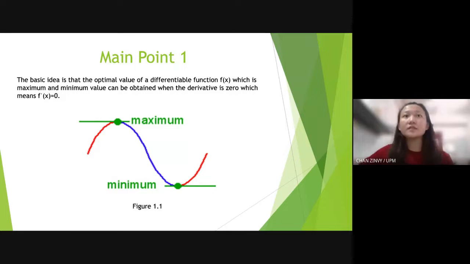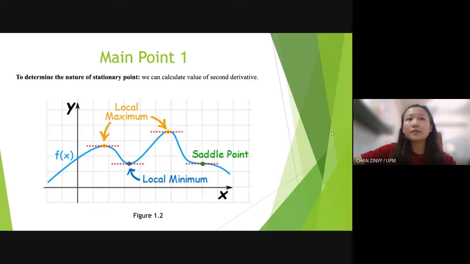So I will explain the main point one of the optimization of maxima and minima. The basic idea is that the optimal value of the differentiable function f(x), which is the maximum and minimum value, can be obtained when the derivative is 0, which means f'(x) equals 0. And to determine the nature of the stationary point, we can calculate the value of the second derivative.